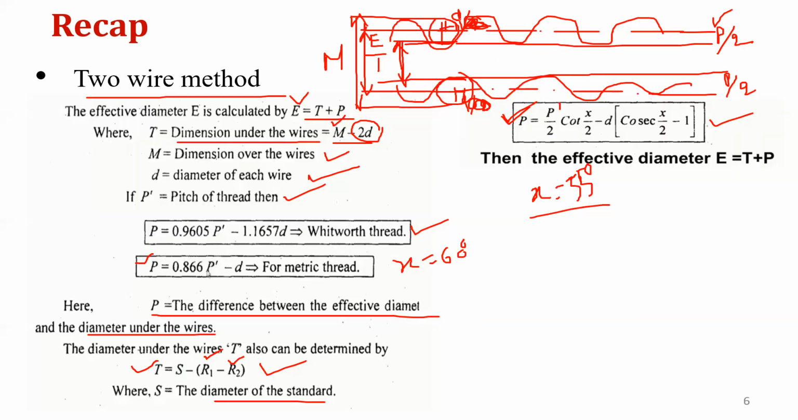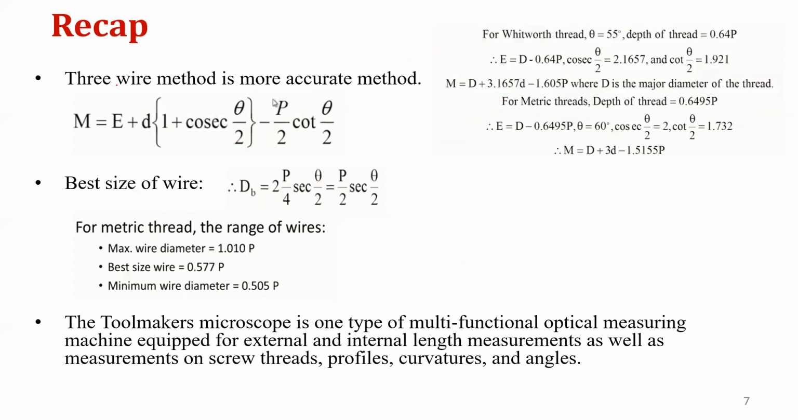Similarly, in the 2-wire method, we are placing 1 wire on one side and another wire on the other side. There is a stability problem with the 2-wire method also. So in order to overcome this, we use the 3-wire method. This is a more accurate method compared to the 1-wire and 2-wire methods.